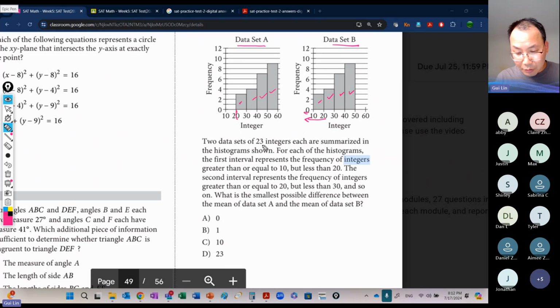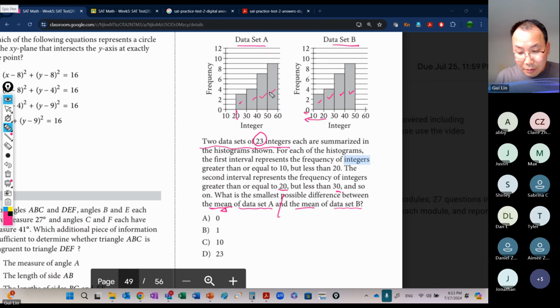They have the same numbers, so totally 23. Two data sets of 23 integers each are summarized in the chart above. For each of the histograms, the first interval represents the frequency of integers greater than or equal to but less than the upper bound. The second interval represents the frequency of integers between 20 and 30, and so on. So what's the smallest possible difference between the mean of data set A and the mean of data set B?